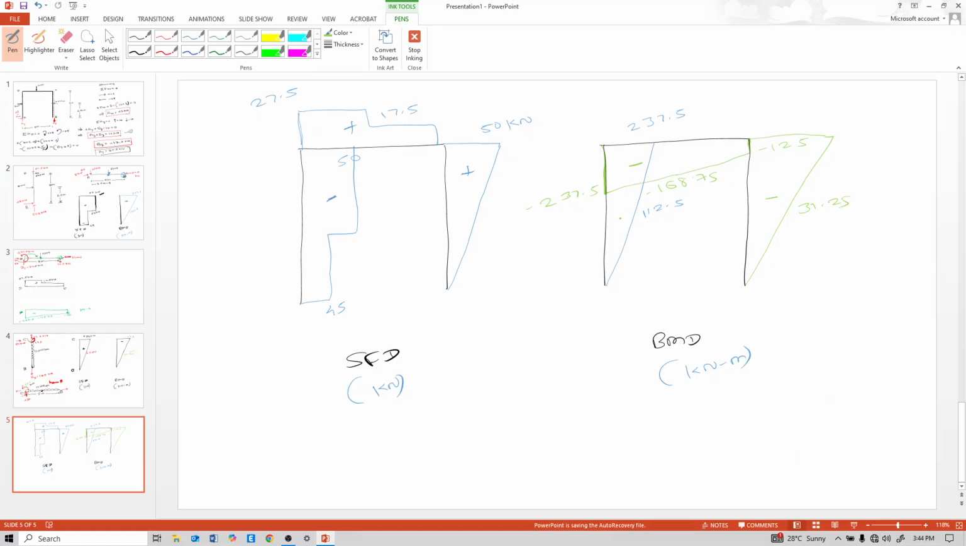Minus, this is also minus. So now see this in StatPro software.